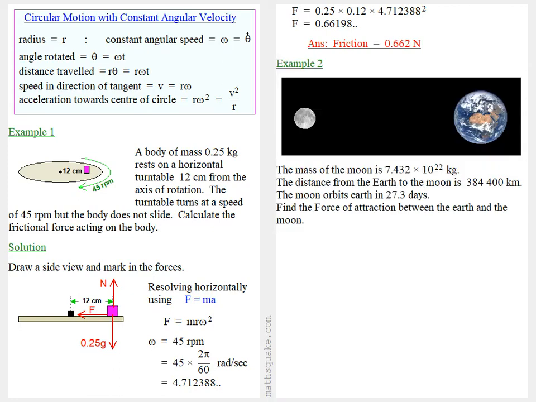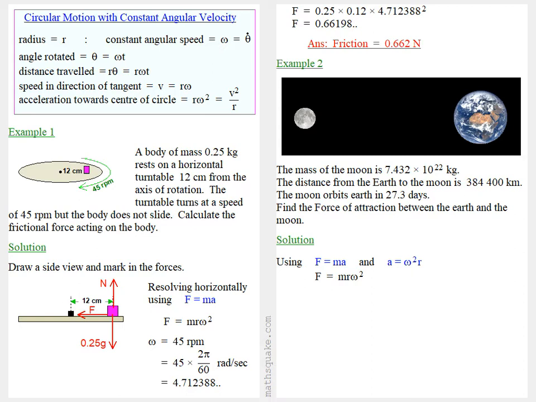In example 2, we're told the mass of the moon is 7.432 times 10 to the 22 kilograms. The distance from the Earth to the moon is 384,400 kilometres, and the moon orbits the Earth in 27.3 days. Find the force of attraction between the Earth and the moon. Well, to solve this, we can use F equals ma and a equals omega squared r. So F equals mr omega squared.